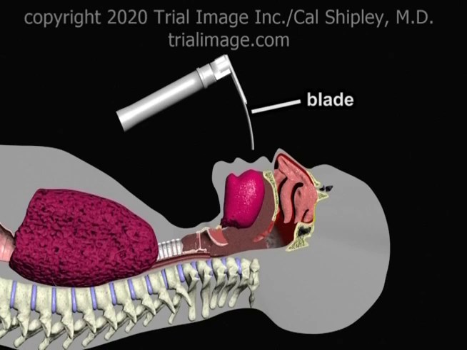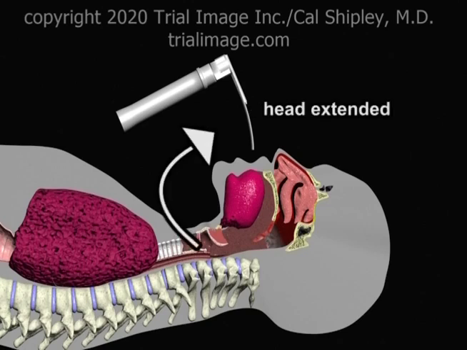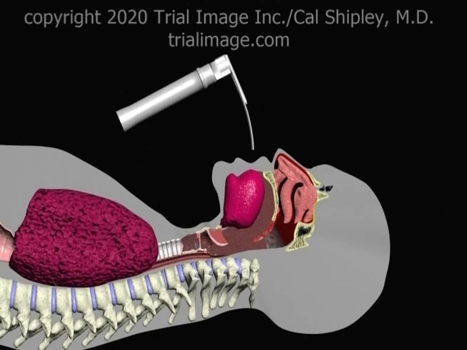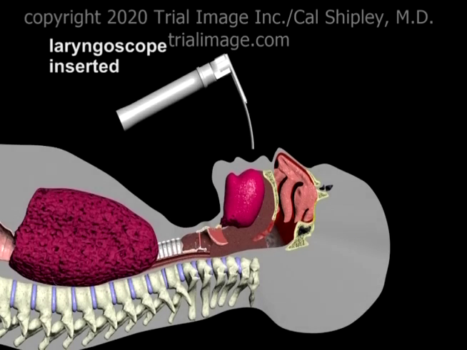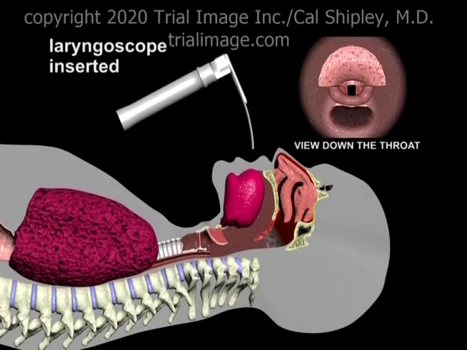Prior to insertion of the laryngoscope, the head of the patient is extended slightly on the cervical spine, pushing the chin upward and reducing the angle between the oropharynx and the upper airway. The blade of the laryngoscope is inserted to depress the tongue and open the epiglottis.